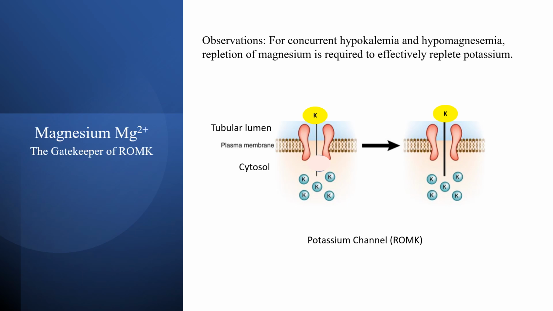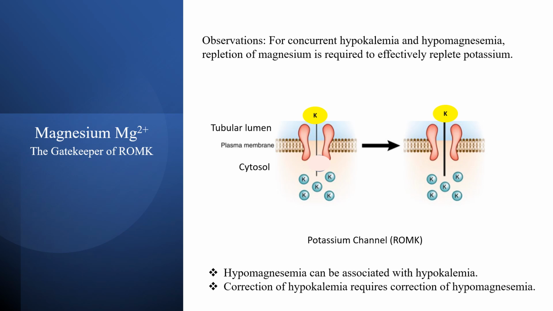Bottom line, hypomagnesemia can be associated with hypokalemia. To effectively correct hypokalemia, magnesium supplementation must be given.